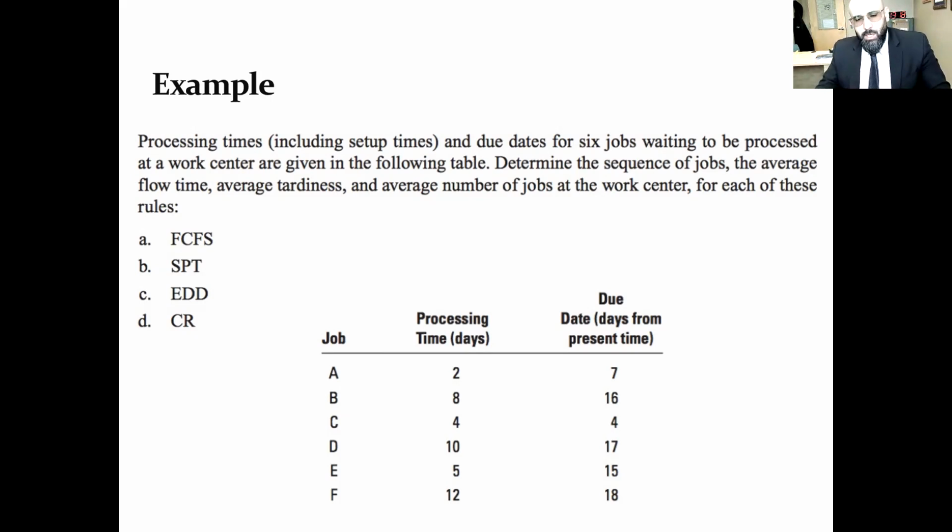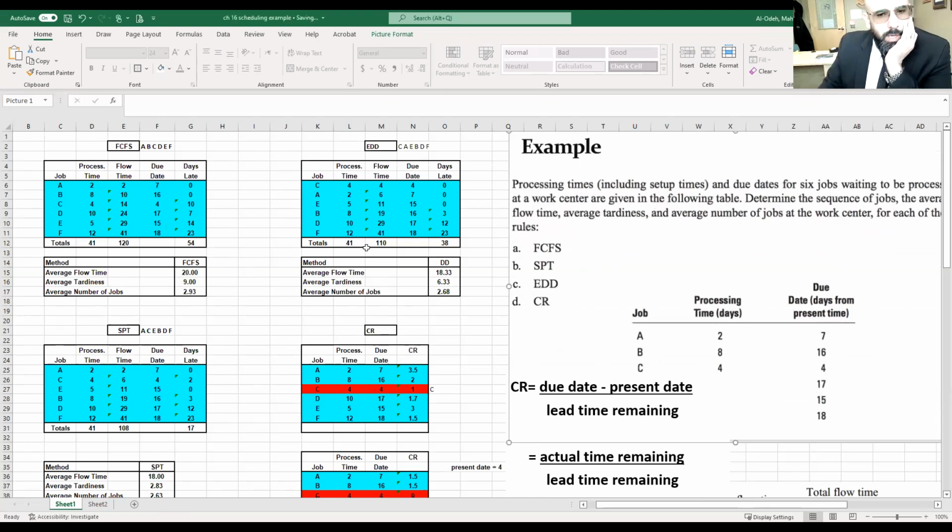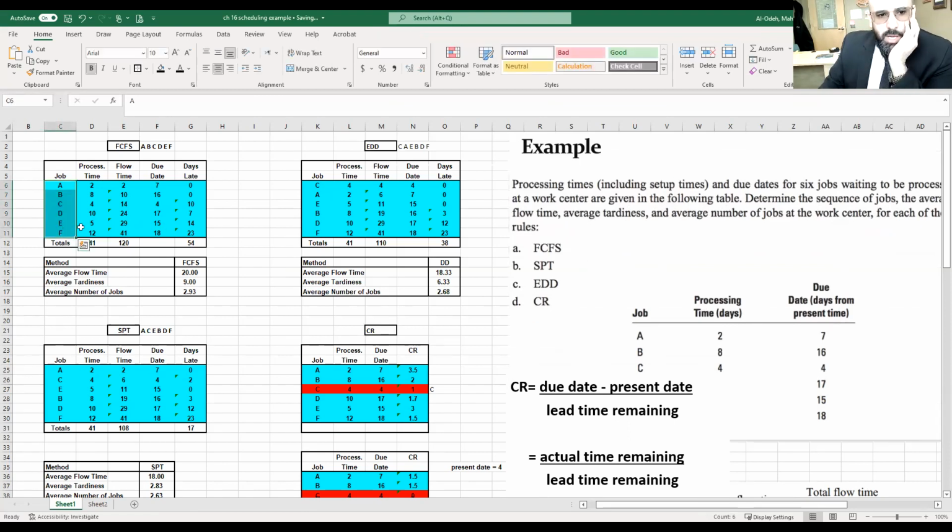All right, now let's go ahead and try to apply this. The first one, first come, first serve. So I want to share my Excel screen here. Here is the Excel sheet. This is the example, and we'll walk you through it. So the first come, first serve, this is what they told us. It came as A, B, C, D, E, and F.